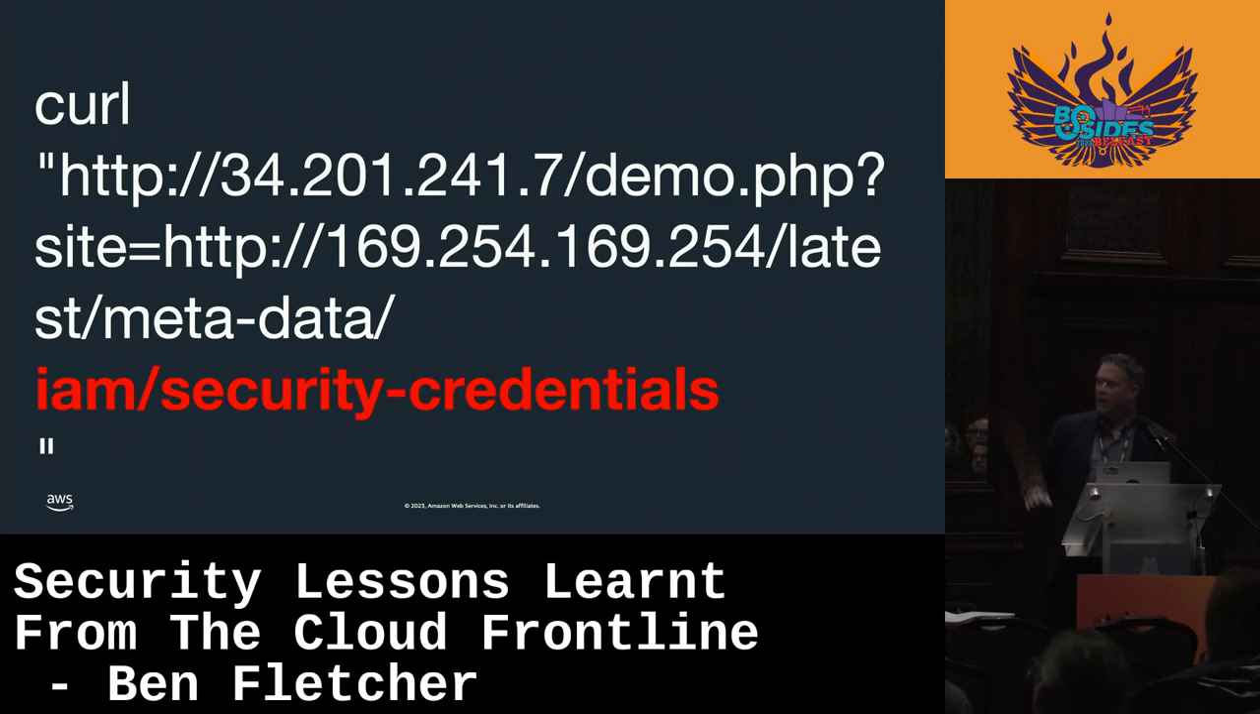Then I go to IAM and I look at security credentials. What this does is it tells me the name of the role that is attached to the EC2.